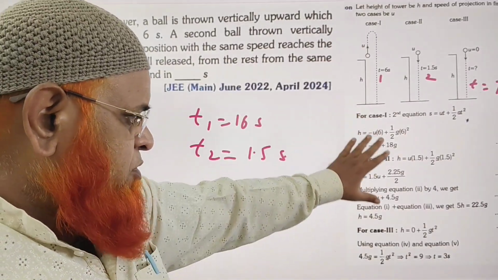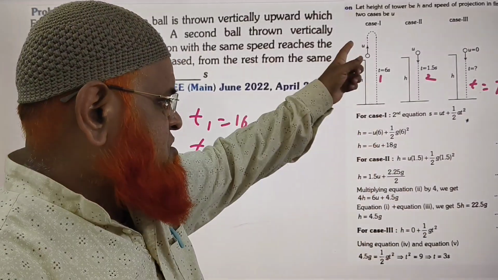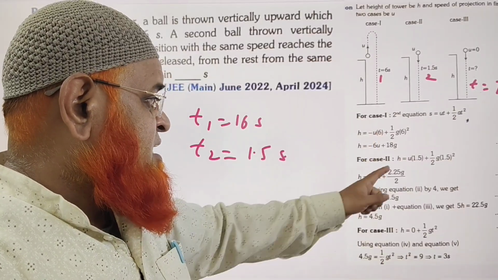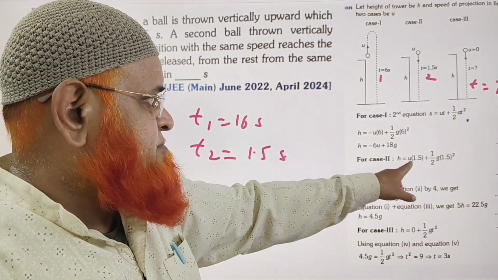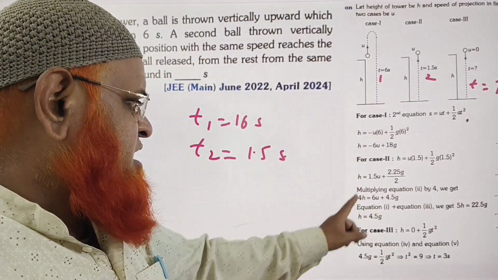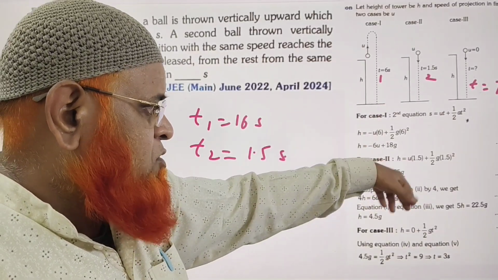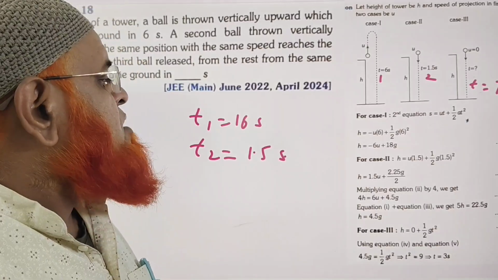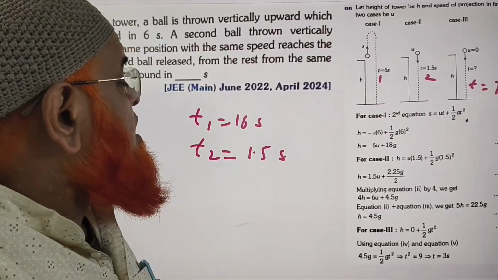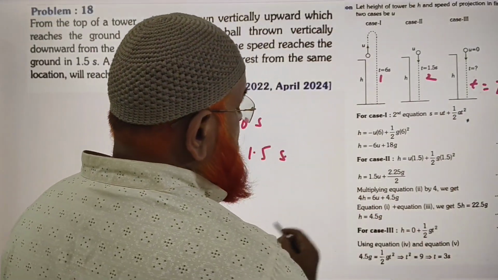Okay. So you can just see the lengthy process. In the first case, s is equal to ut plus half at square, because it is going in the upward direction, minus u you have to take, minus t square. Okay. The first case h is ready. In the second case, downwards, no minus, plus you have to take. But time is different. Here it is 6, so you take 6. Here it is 1.5, so you take 1.5. The same equation, but time is different here. Here upward going, so negative sign. Here downward it is coming, so positive sign. Multiplying these, equation 2 we are multiplying with 4.